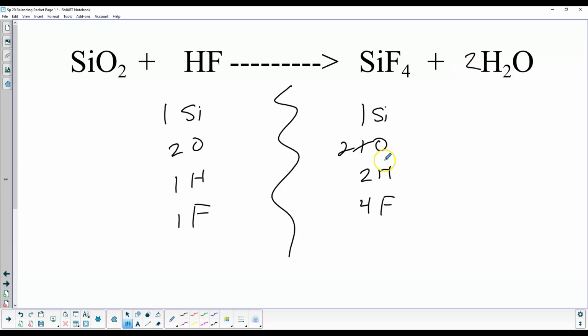My hydrogen turns into 4. How do I get an equal number of hydrogen? Well, if I put a 4 here, hydrogen becomes 4. Fluorine becomes 4, and lo and behold, it's now balanced. So 1, 4, 1, 2 are the coefficients used for that one.